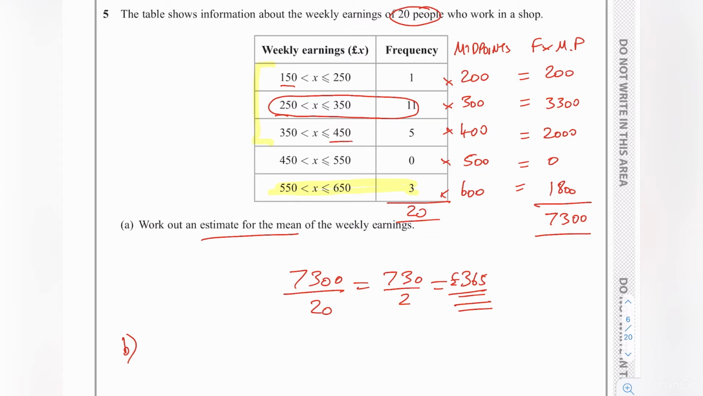So the mean might not be a very good average to use here because you have these 3 outliers, which are obviously the managers who are on much higher pay.